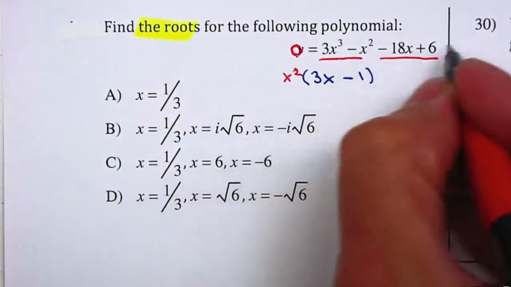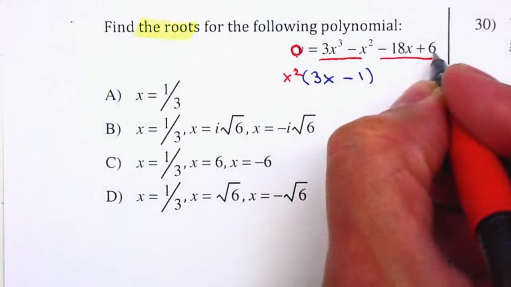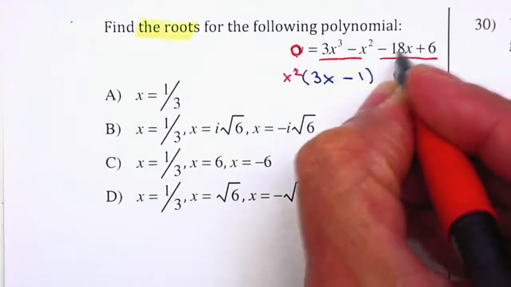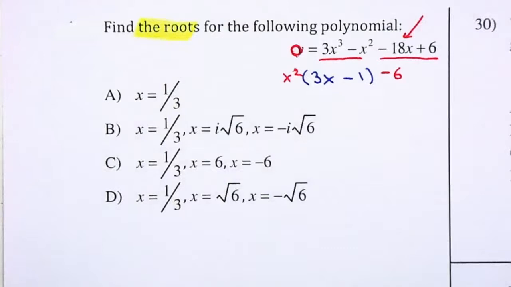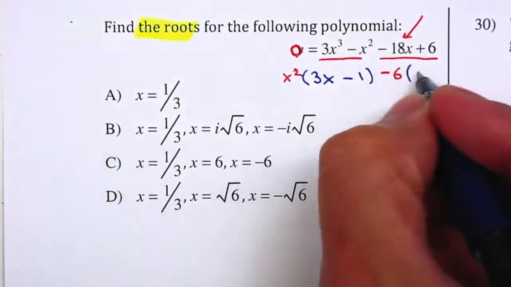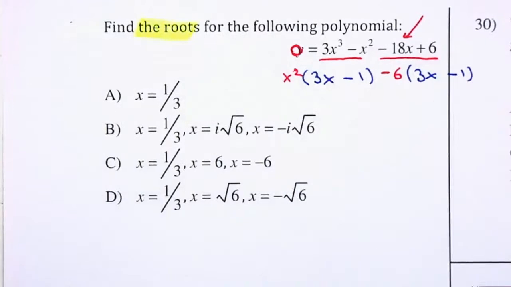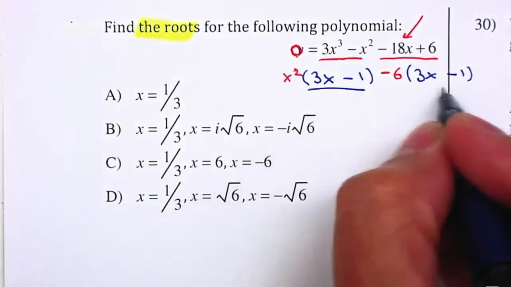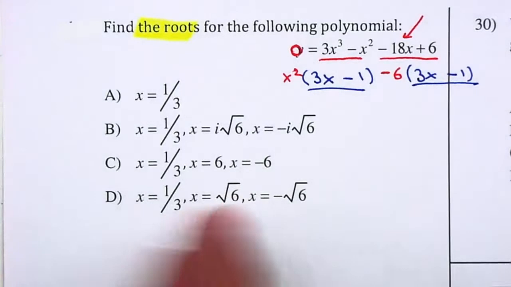What can I factor out of the next two? One number that divides 18 and also 6 is 6. But since this is a negative, you want to factor out negative 6, because you want your 3x to be positive as well. And that gives me a negative 1. If you notice, those two should always be the same. Otherwise, you will not be able to factor by grouping.